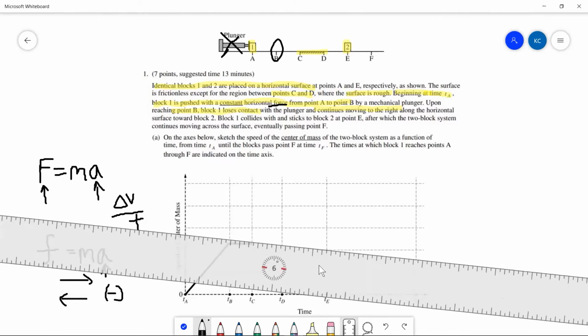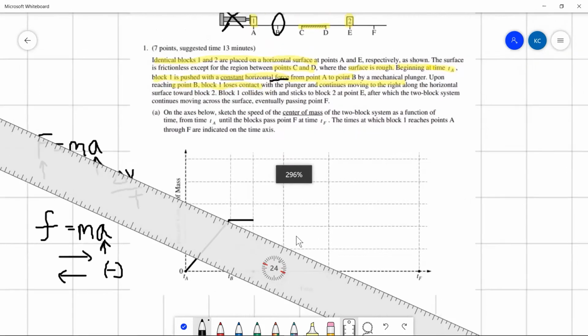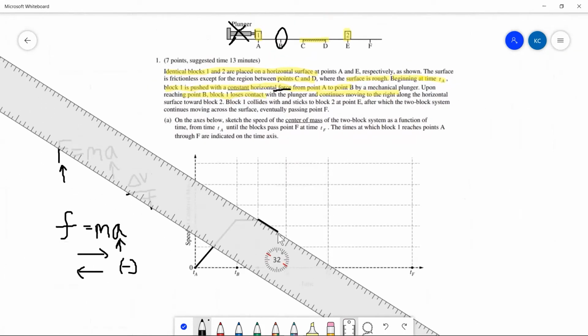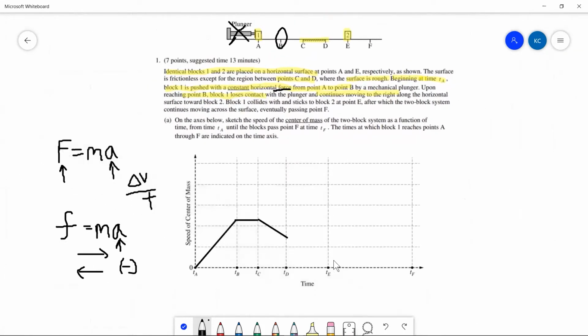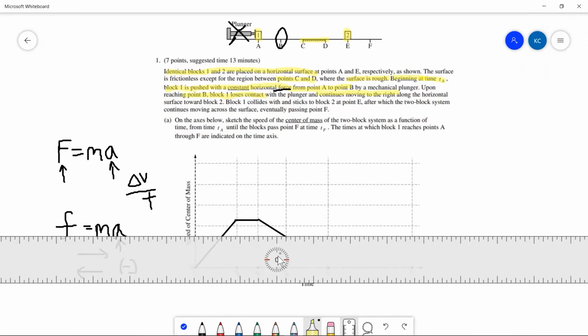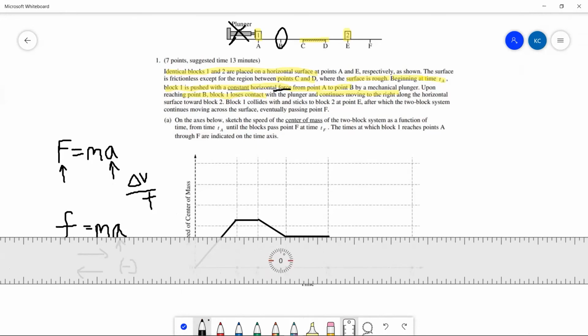So opposite from earlier, we will have to draw a downward sloping line from point C to D. Keep in mind, the line doesn't go to 0, as it's still moving towards the right, meaning it still has some velocity. Now from point D to E, there's no more friction, nor is there the plunger. So like from B to C, there's no force acting on it, so there's no acceleration. That means, like from B to C, we can draw a flat line.